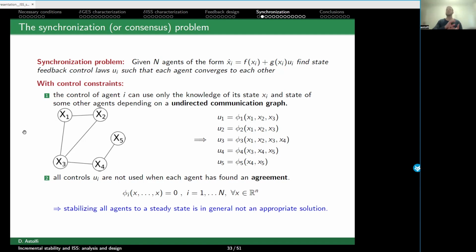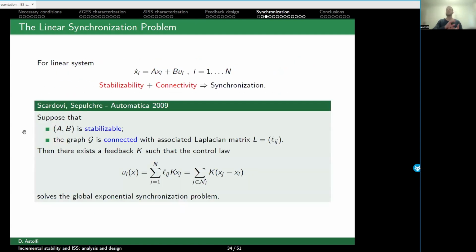Okay, the nice thing about linear systems is that we have fully characterized this synchronization problem, and if you have stabilizability of the single agent dynamics plus connectivity of the graph, it implies you can synchronize your network with a distributed law. And in particular, you can find a unique feedback matrix K such that the so-called diffusive coupling solves your synchronization problem. We call it diffusive coupling because basically the control action ui depends on the difference between the state i and the state of the agent with which it is communicating.